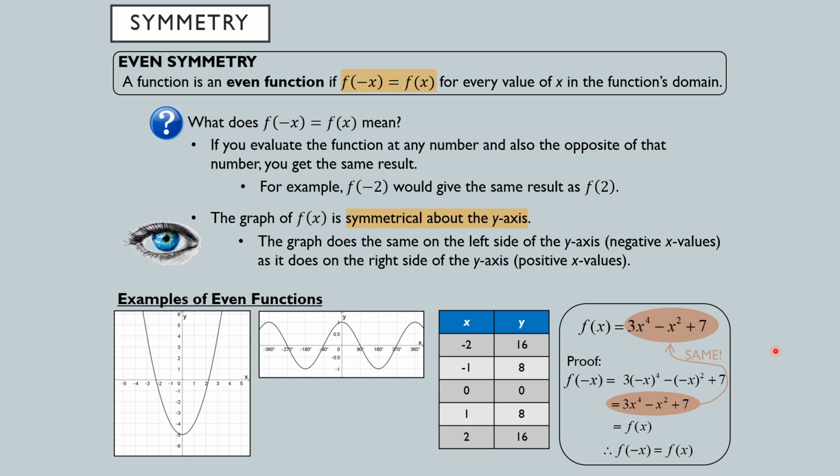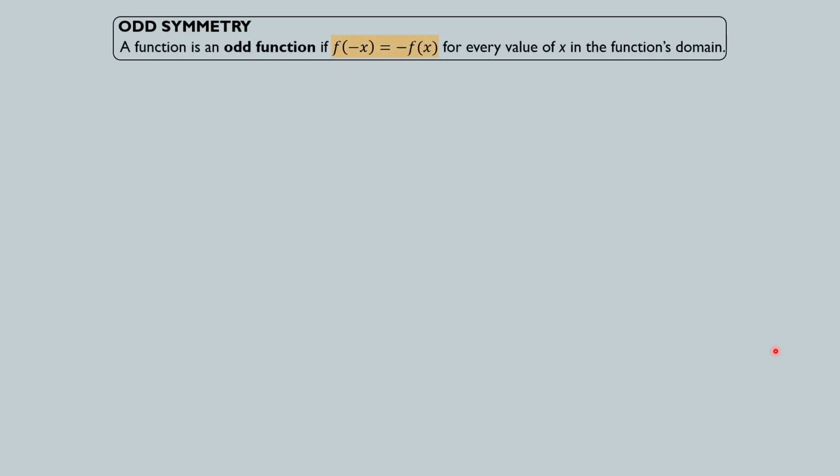So that's even symmetry. Quickly here, let's talk about odd symmetry. Well, we've already seen that a function is an odd function if f of -x and f of x are not equal, but opposites. They have the opposite sign for every value of x in the function's domain.